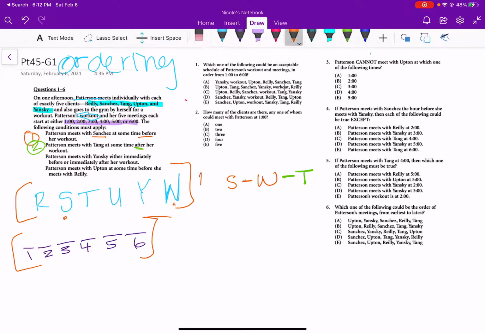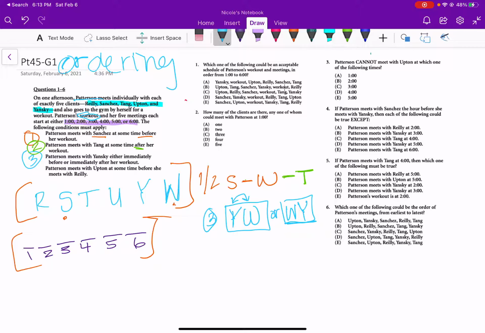All right, rule number 3. P meets with Y either immediately before or immediately after her workout. So for this one, how I would write it is we know that W and Y have to be right next to each other. So I'm going to draw a block, but we don't know which one goes first. So I'm going to make a little arrow because it could be YW or it could be WY. We're not sure. We just know that they're going to take up 2 spots right next to each other.